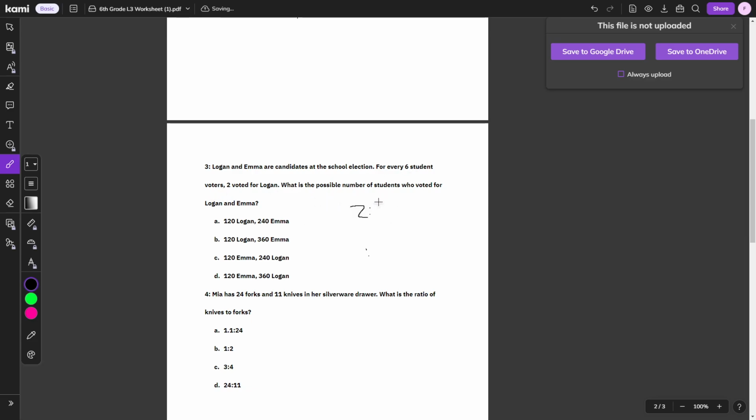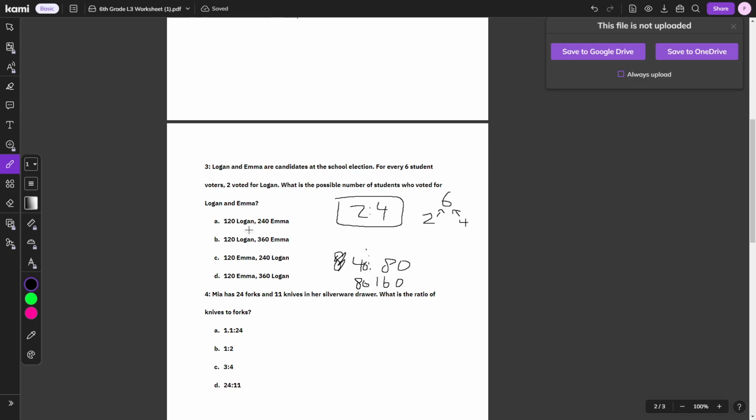That means that 4 voted for Mia. This is our base ratio: 6 total, 2, and 4. Anyways, 2 times 20 and 4 times 20. 2 times 20 is 40, and 4 times 20 is 80. Let's do that again. 40 times 2 is 80. 80 times 2 is 160.